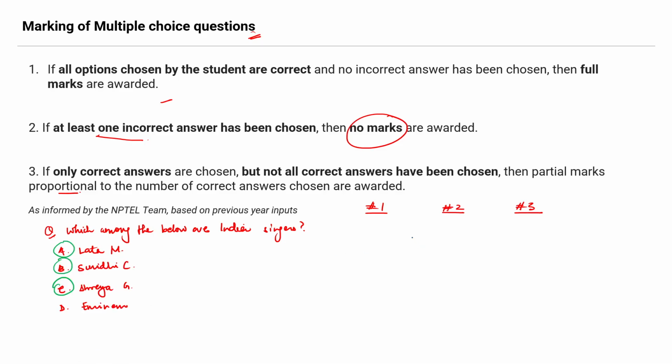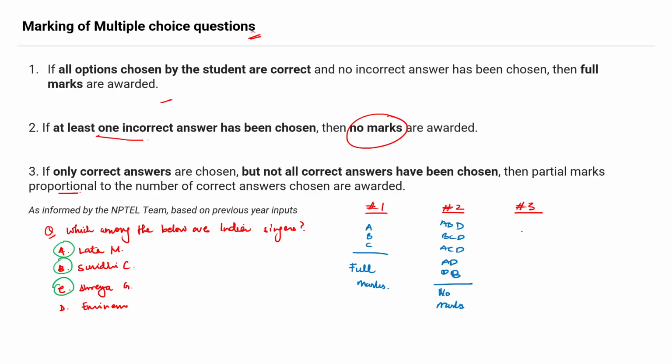So scenario one is you select all the correct ones and you submit and you get full marks. Very straightforward, very clear. Here, if you select even one incorrect option, everything is gone. A, B, D, or B, C, D, or A, C, D, whatever it is, no marks because you have selected D, which is not the correct answer.